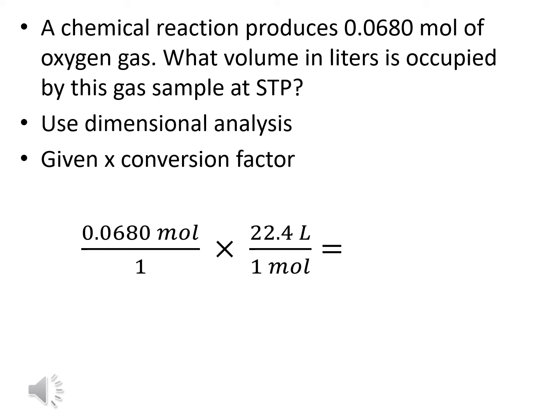We'll put our given, 0.0680 moles over 1. We'll multiply it by our conversion factor. In this case, it'll be 22.4 liters over 1 mole. Notice the moles will cancel out. We carry out the math, and the answer will be 1.52 liters of oxygen.